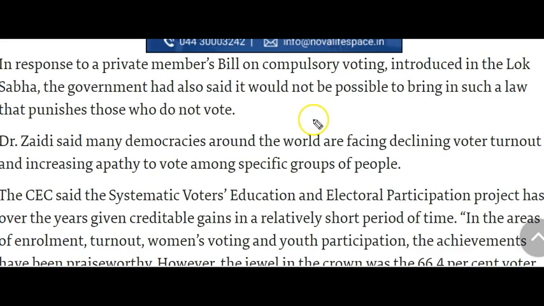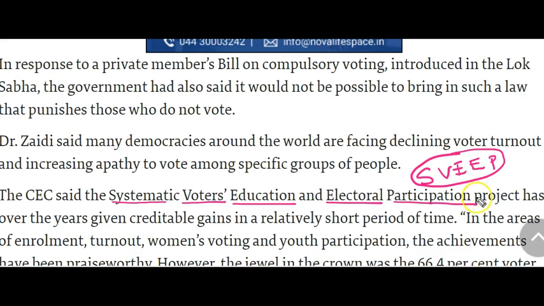In this background, we advise you to prepare thoroughly on the steps taken by the Election Commission of India to increase the voter turnout in the elections, especially the Systematic Voters Education and Electoral Participation project. Prepare thoroughly on this topic for 100 to 150 words.